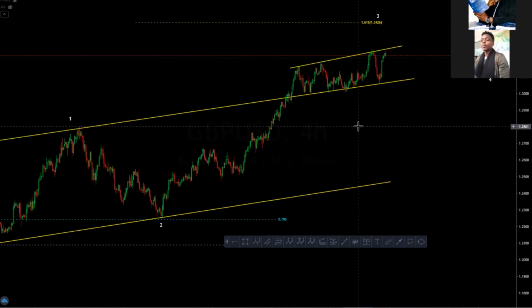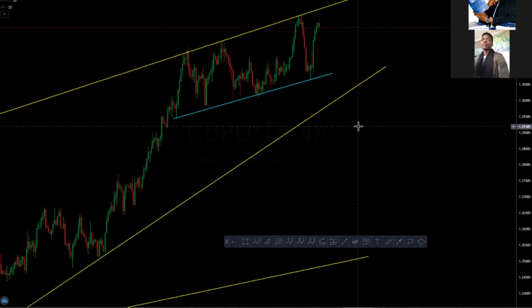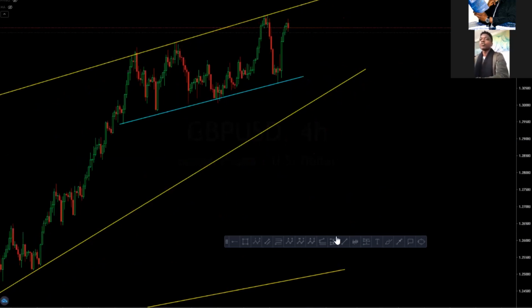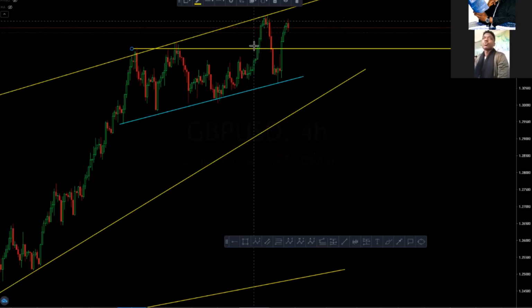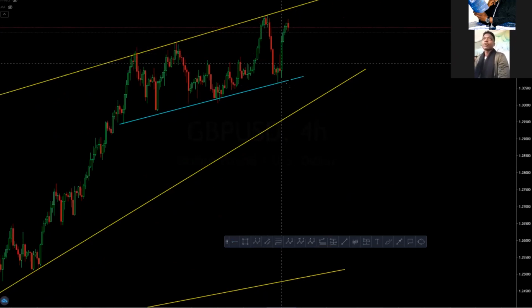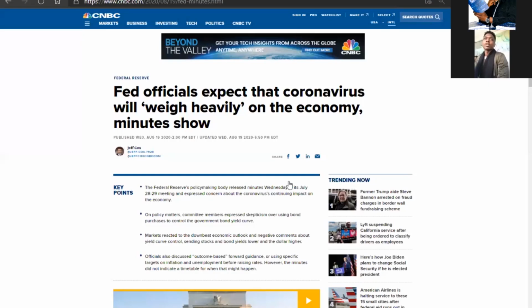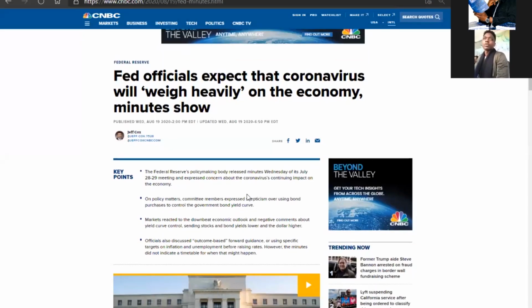I remember on Monday, if I go back here, at first we had a ranging market. Then around Tuesday we had a breakout, over here around 1.3165, 1.3170. I had a buy position and I was looking for the market to go further up. But on Wednesday we got a strong drop in the evening after the Fed released their FOMC meeting minutes. If you go and research, you can look at the Fed. This is on CNBC: Fed officials expect that coronavirus will weigh heavily on the economy.